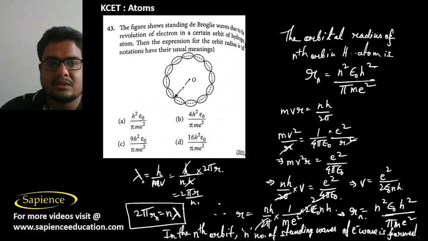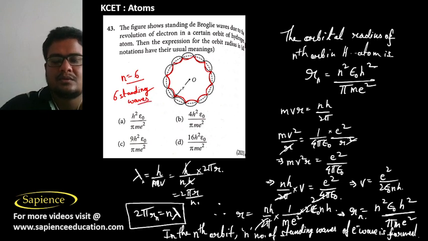So here we see one wave, two waves, three waves, four waves, five waves, and six waves. So here n is equal to 6, since 6 standing waves are formed. So therefore here n is equal to 6. It means that it is the sixth orbit.